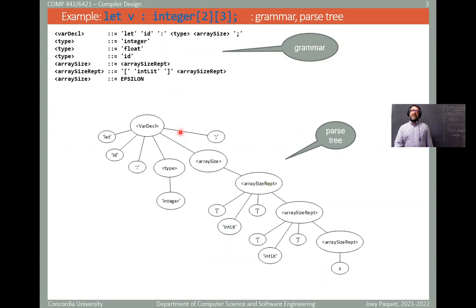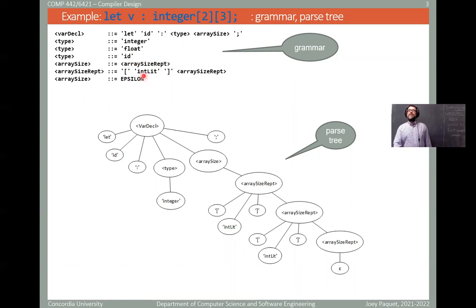If you parse using this grammar, that's a variable declaration which is using type, which can be integer, float, or ID, and is also using array size, which is essentially repetition, right? Recursion, that is enabling you to create a list of integer literals between square brackets.